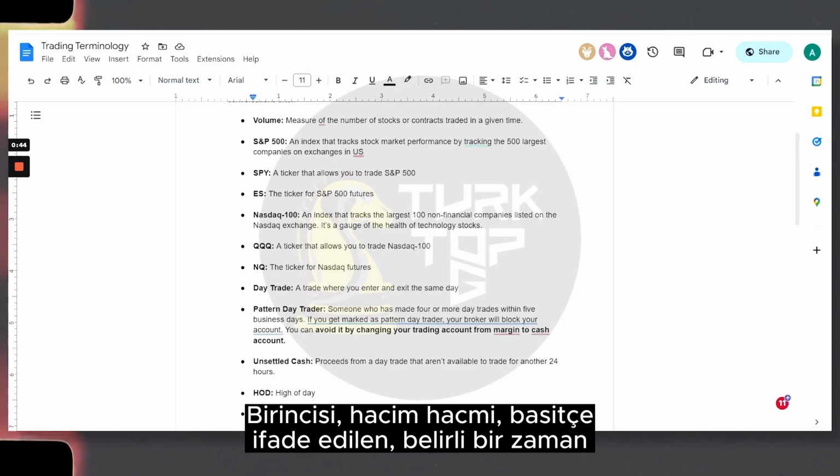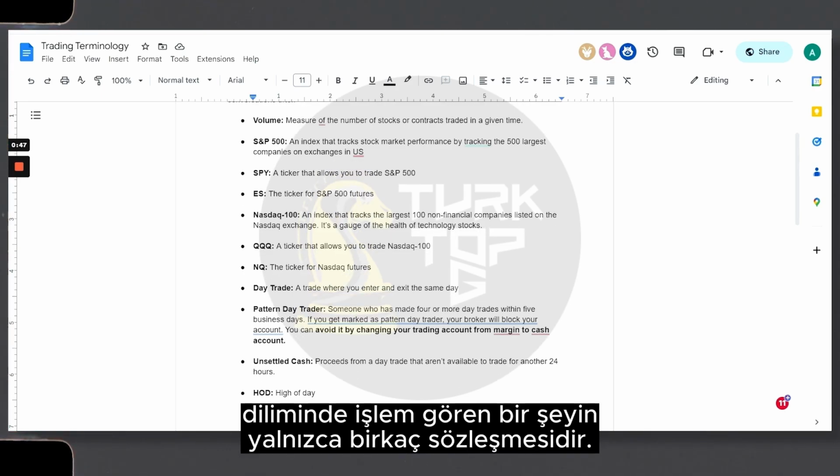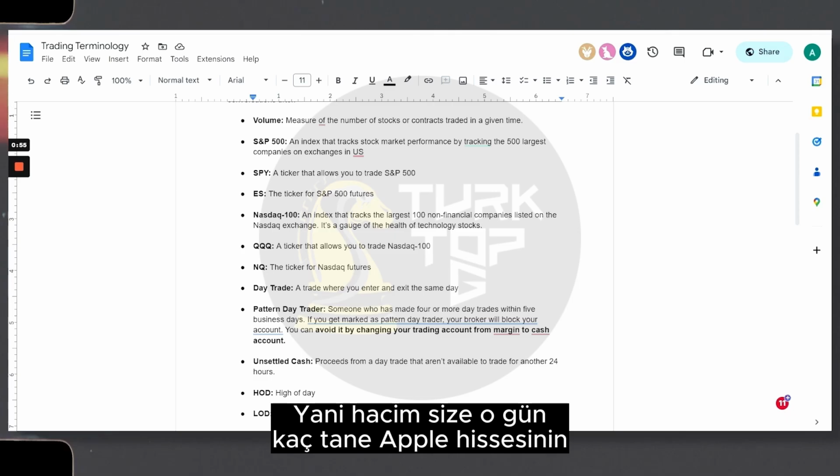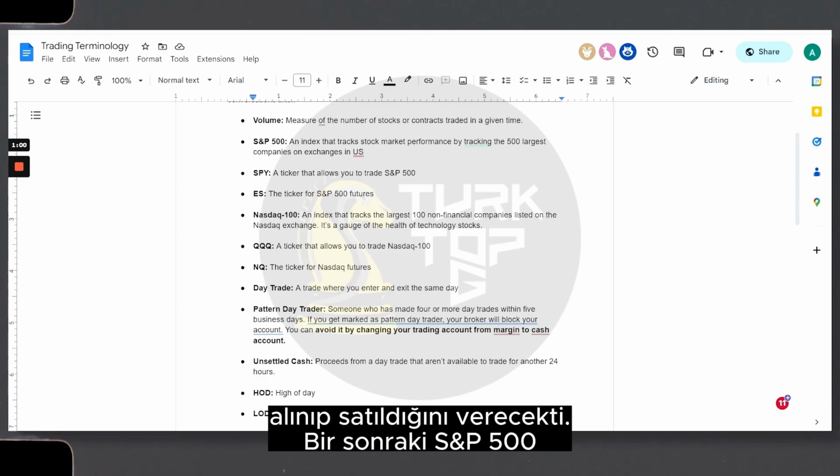Volume, put simply, is just the number of contracts of something that are traded in a given time frame. So let's say you're looking at the daily chart and you're looking at the stock Apple. So the volume would give you how many Apple shares were traded in that day. That's it. The next one is S&P 500.